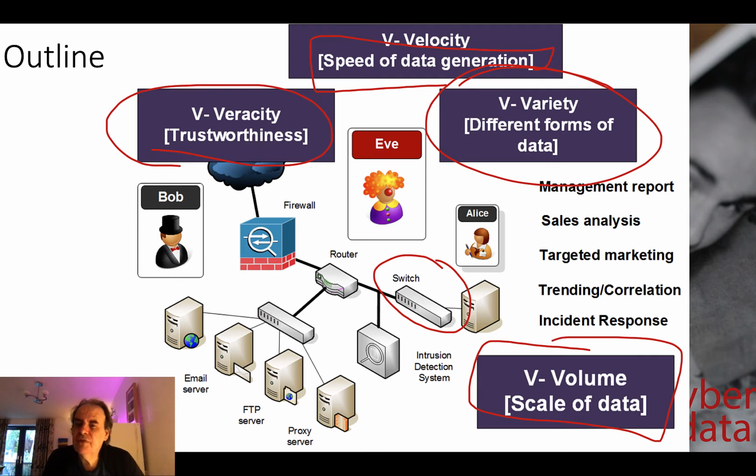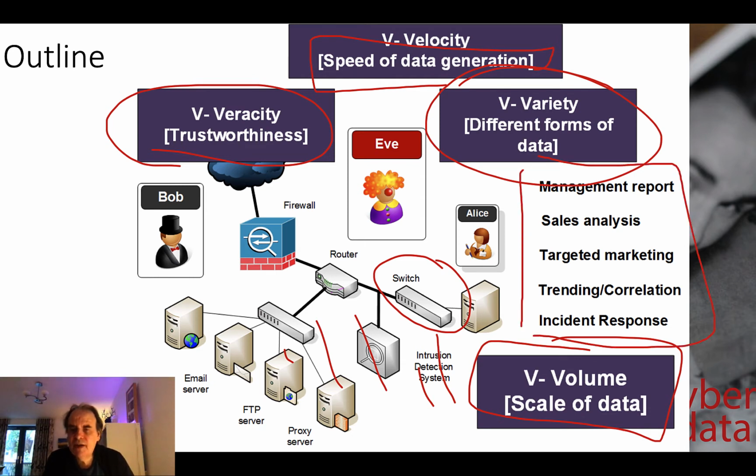And then, of course, there's the volume. Our license for our SIEM infrastructure might relate to the volume of data that we store or that we analyze. So the volume of data is very important. Along with this, we don't want to swamp our infrastructure with too much data. It might affect our production environment. But the great thing is that from our SIEM data, we can produce management reports, sales analysis, targeted marketing, trends, correlations, and use it for incident response too.